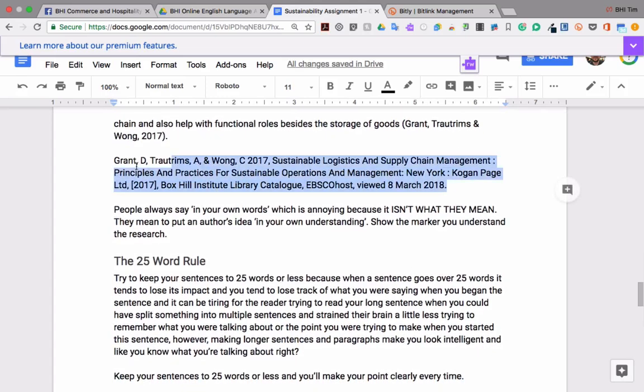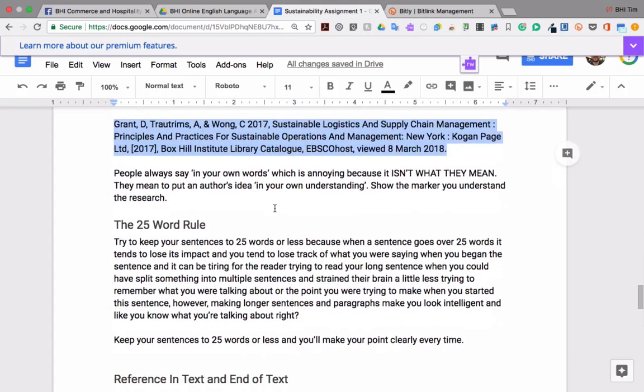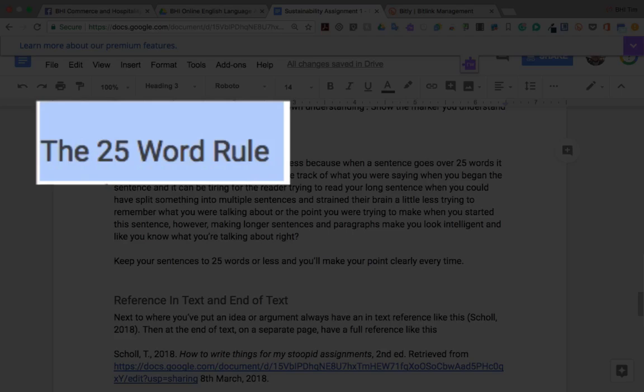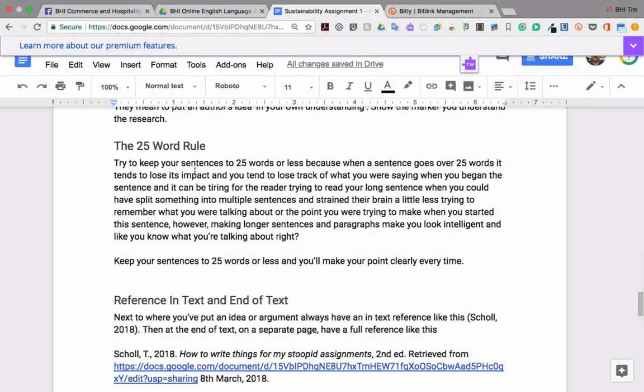And then I've also put the end of text reference there because we're going to talk a little bit about referencing too. This is the most important thing in terms of structuring your writing. If you try to keep your sentences around 25 words or less, you'll make your points much clearer. And you can see that if I read out this sentence here as the marker, try to keep your sentences to 25 words or less, because when a sentence goes over 25 words, it tends to lose its impact, and you tend to lose track of what you were saying when you began the sentence.